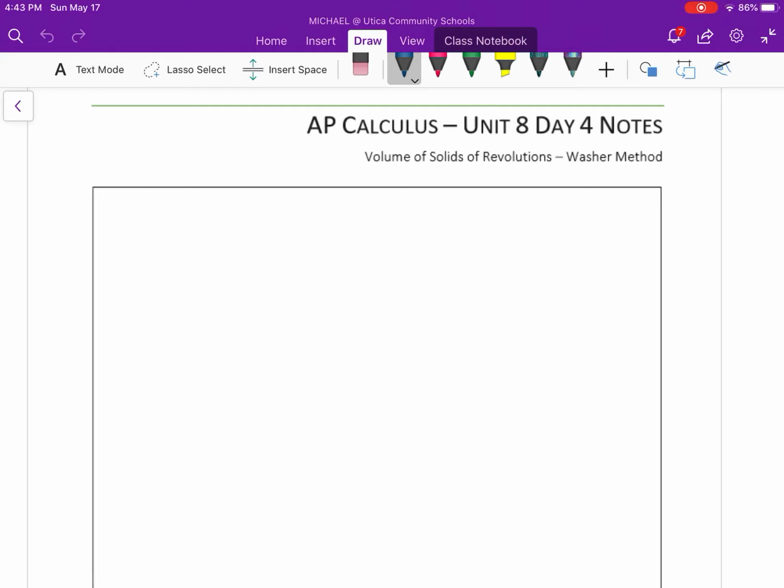Okay, Unit 8, Day 4 notes. This time we're looking at volume of solids of revolution, but we're looking at what's called the washer method. So let's look back at a quick example.